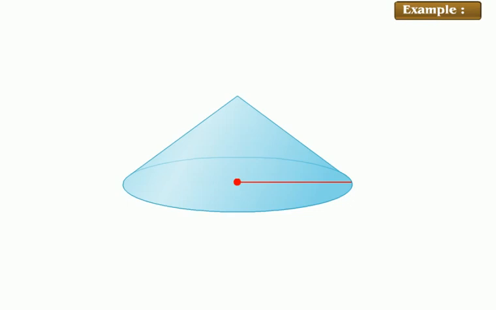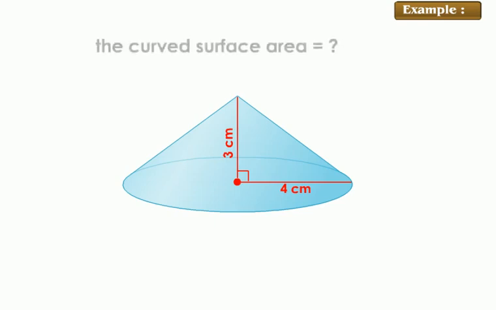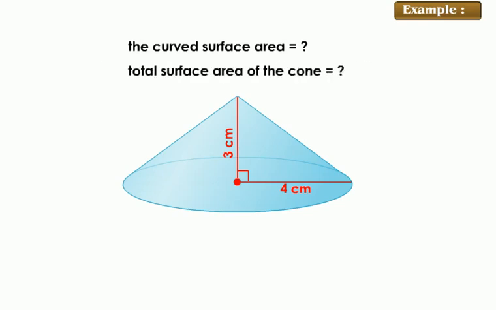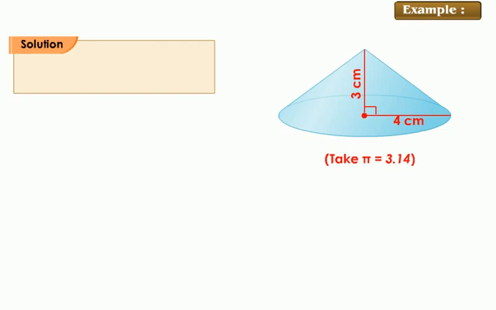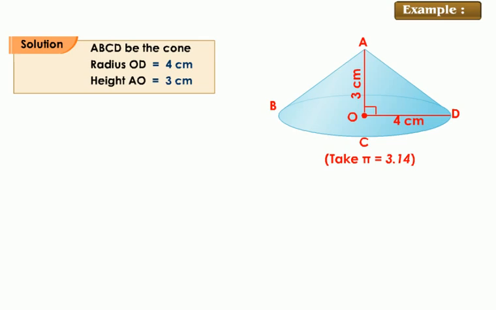Now, let us look at another example. It reads, the radius of the circular base of a right cone is 4 cm and height 3 cm. Find the curved surface area and total surface area of the cone. Students, take the value of pi to be 3.14. Now, let us look at the solution. Let ABCD be the given cone with radius OD equals 4 cm and height AO equals 3 cm.